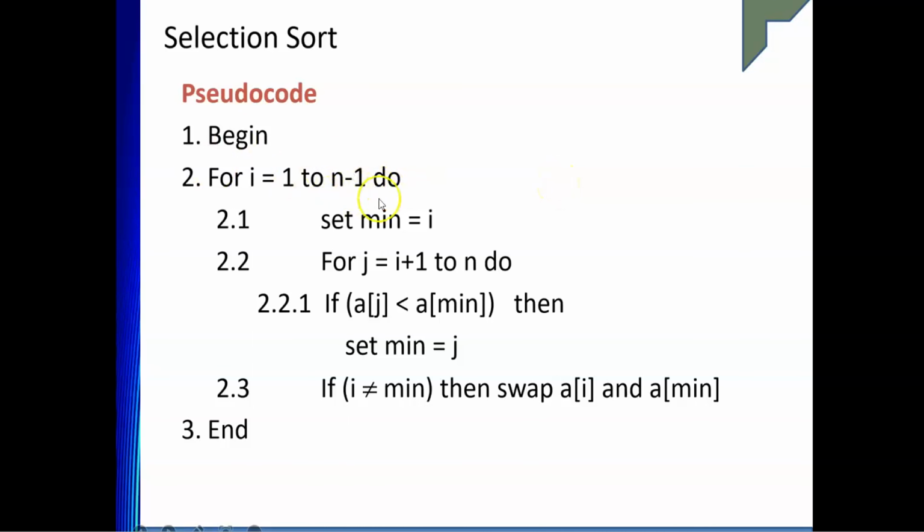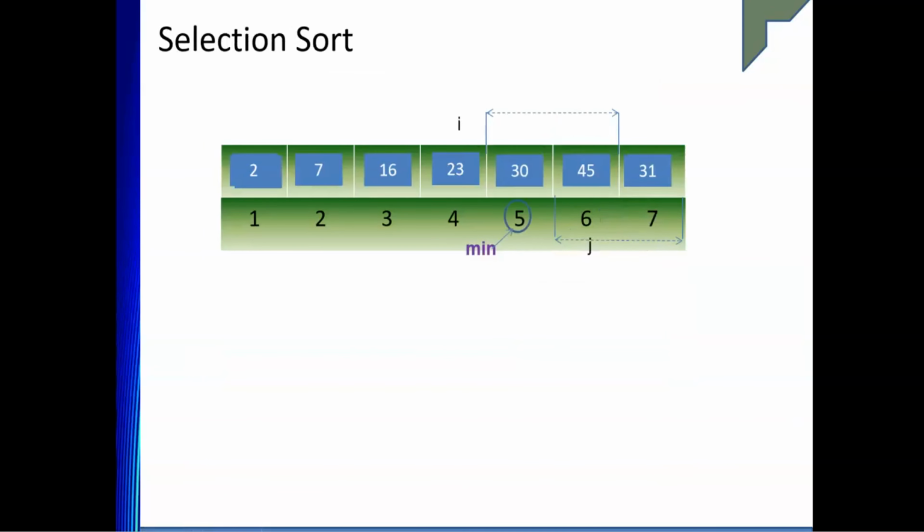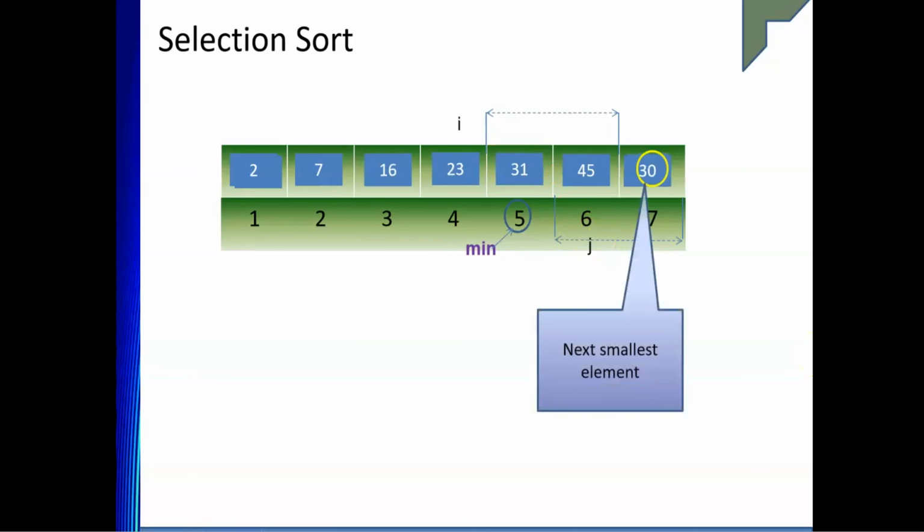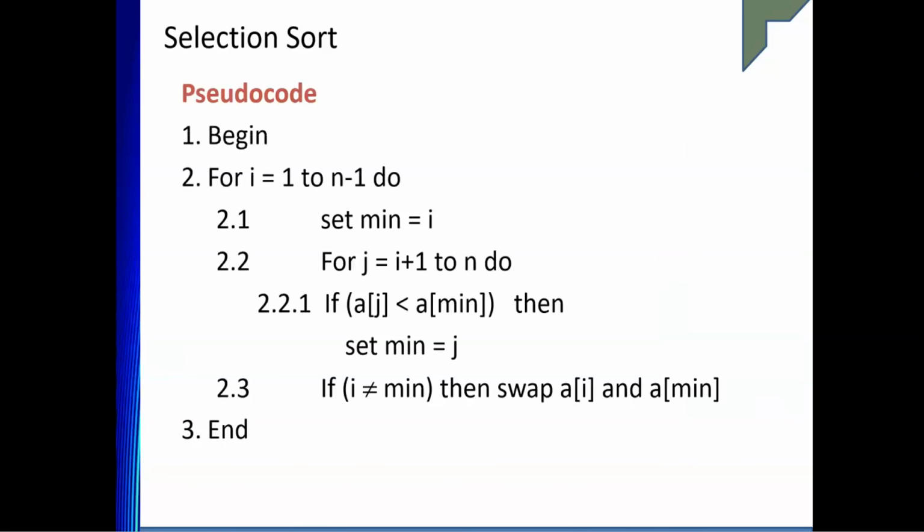Then we set minimum equal to i. Then we start from i plus 1, that you have seen, right? We have done that. Let me go back again. If you see, if this is i here, in position 5, j starts from 6, i plus 1, correct? Yes. So now we compare. If it is less, then we set the minimum to be equal to j, right?